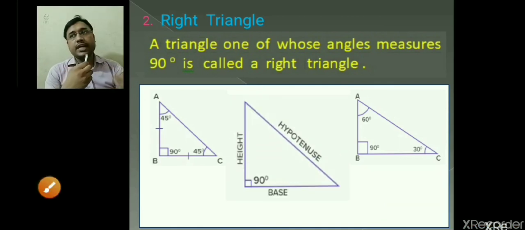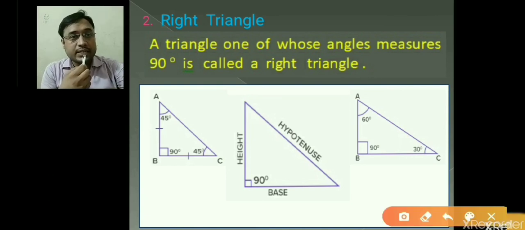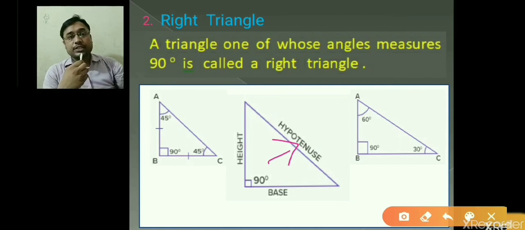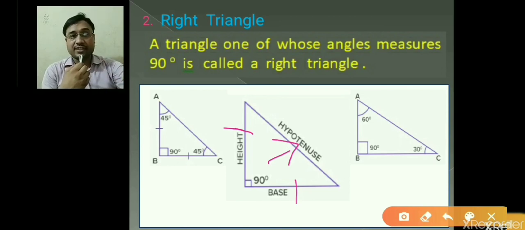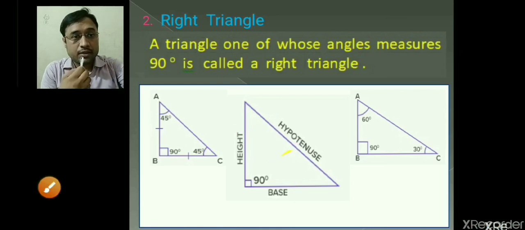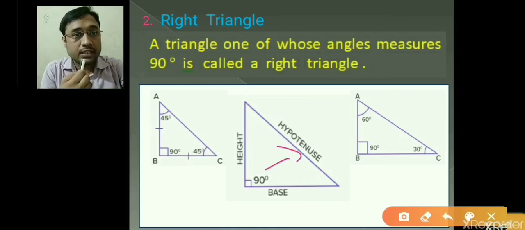The side which is located opposite to the 90 degree angle is called the hypotenuse. And the sides which make the 90 degree angle are called the base and height. You can see these two sides are making the 90 degree angle. And the side opposite to the 90 degrees is called the hypotenuse. The hypotenuse is the longest side, located in front of the 90 degree angle. You can see in this diagram it is just opposite the 90 degree angle.